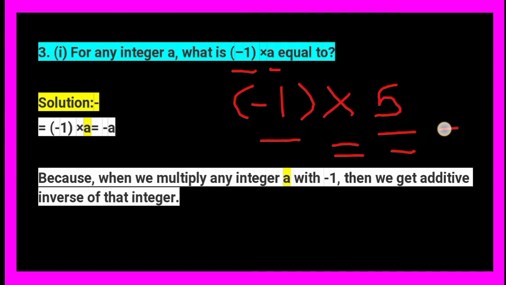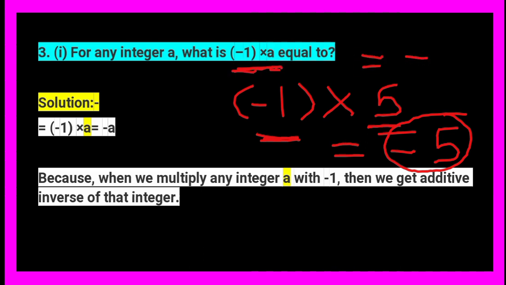So it is minus 5, because we know that whenever we multiply one negative and one positive integer, we always get a negative answer. The same way, here we get the answer negative, but we know that a multiplied by 1 is equal to a. So we can say that minus 1 multiplied by a is equal to minus a.